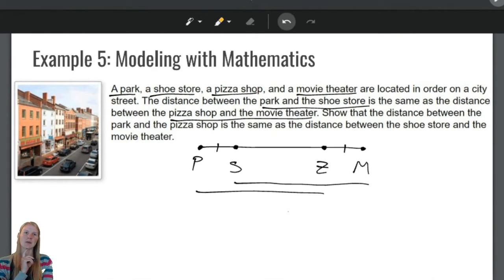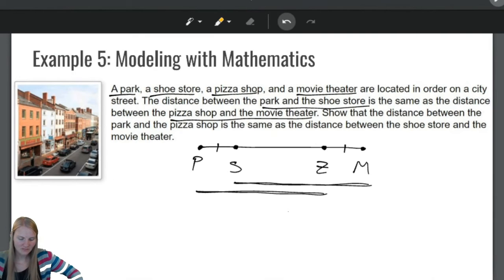Do you believe that? Do you believe that the distance between the shoe store and the movie theater is the same as the park and the pizza shop? Pause this video and decide for yourself. Is that true? And then think about why. Why is that true? When you unpause the video, I'm going to be talking it through myself.